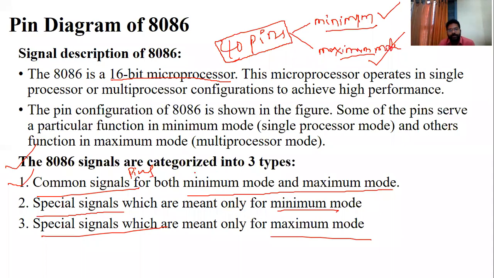We can simply divide them into three categories: common signals in minimum and maximum mode, special signals in minimum mode, as well as special signals in maximum mode.